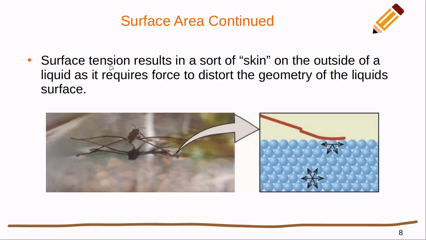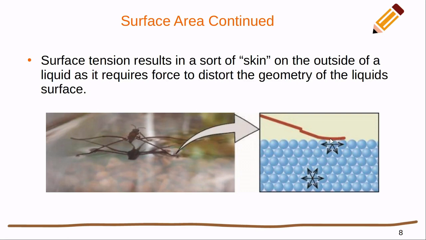The result of this is that a liquid tends to have a sort of skin on the outside of the liquid, and it's going to require extra force to distort the geometry of this surface. This is one of the classic examples: there's an insect that has very thin little legs, and it's able to spread enough of its weight over a wide enough area that it actually won't fall down into the water, but instead just sit on the top.